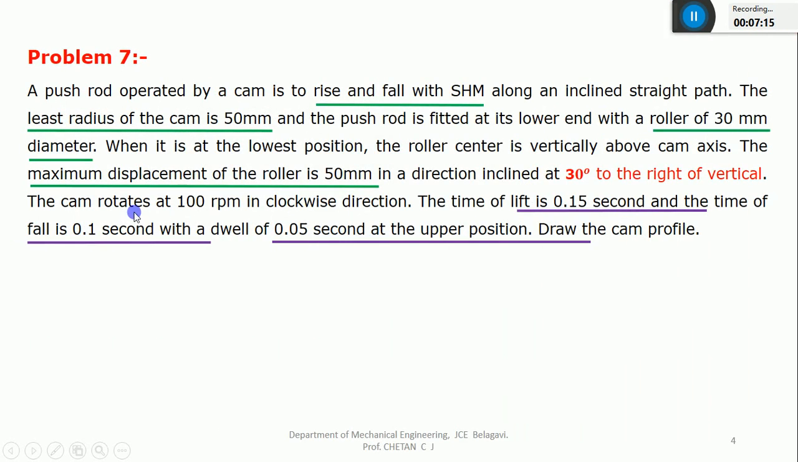And the cam rotates at 100 rpm in clockwise direction. It is clearly given. Okay, the speed of the cam is 100 rpm, 100 revolutions per minute. Per minute, it revolves at a speed of 100 revolutions in a clockwise direction. And the time of lift is 0.15 second.